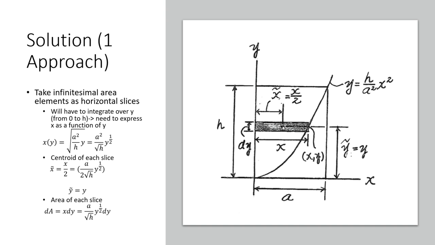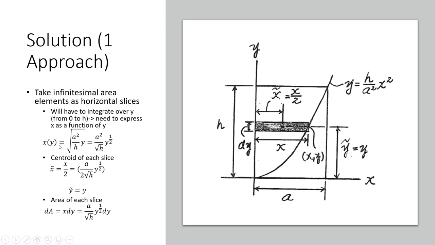But the issue is, if we're going to integrate versus y ranging from 0 to h, we won't want to have an expression that involves x. We'll want to express x as a function of y. And this equation that we're given is y as a function of x. So the first thing that we need to do is actually manipulate this and solve for x as a function of y. And that's the first thing that I'm doing here.